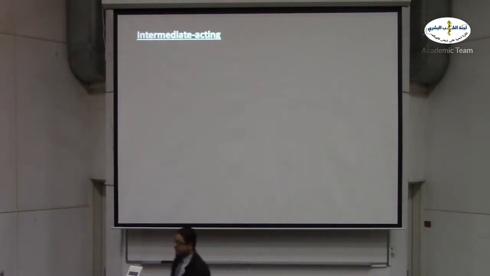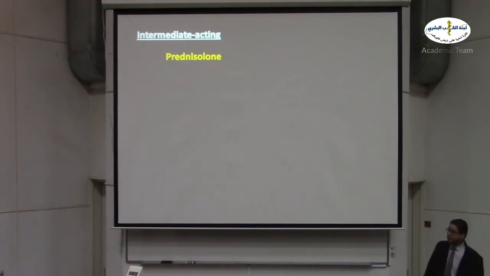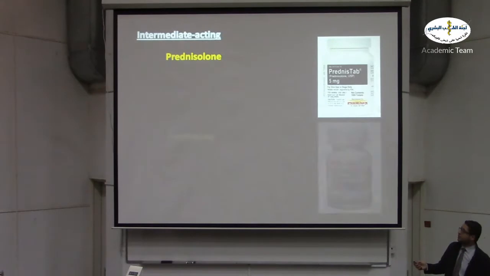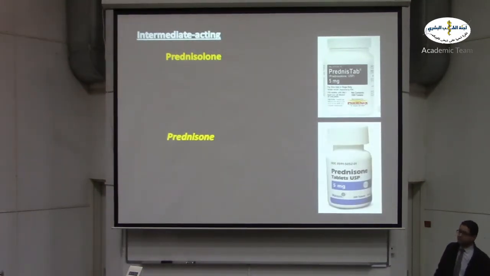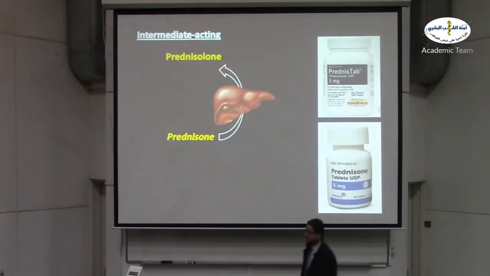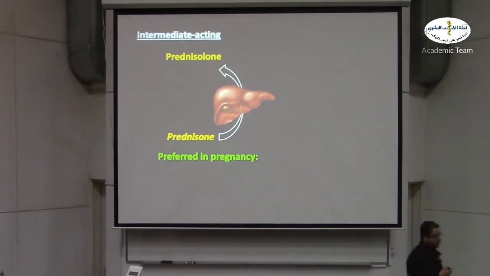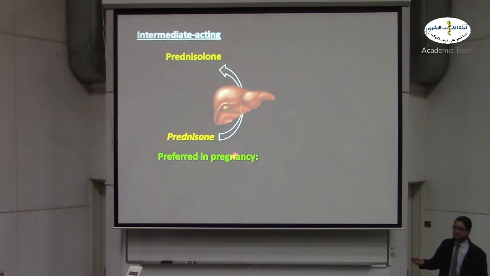In the intermediate acting types, we have two important types, prednisolone and prednisone. The difference between them is again related to cortisone and hydrocortisone. Prednisolone is the one used most commonly, and it's used orally. We also have prednisone, which is converted in the liver through the CYP450 enzymes to be activated into prednisolone. Okay? What's important about this is that prednisone is actually the one preferred during pregnancy.